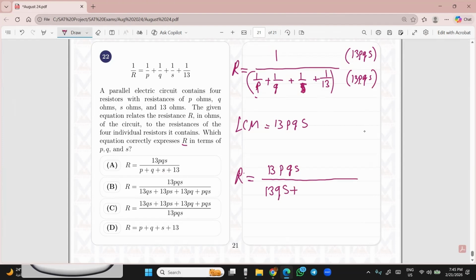Plus, when multiplying this by q, the q is cancelled, so we have 13ps. Plus, multiplying this by s cancels the value of s, and then we have 13pq. And the last one is when you multiply this by 13, the 13 is cancelled, and we have only pqs, which gives us the answer, letter B.